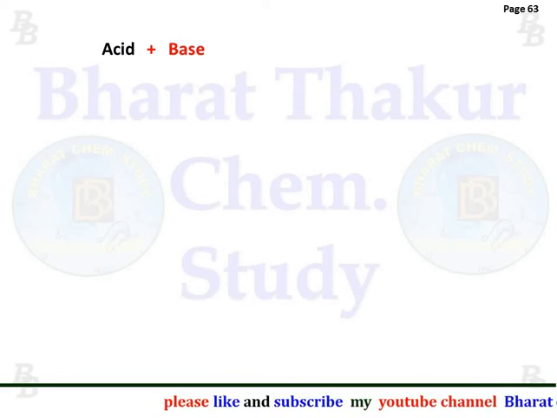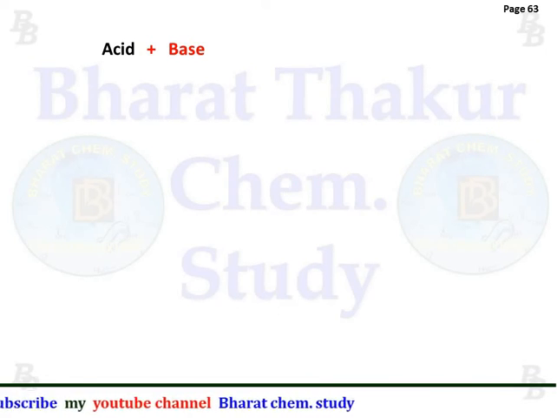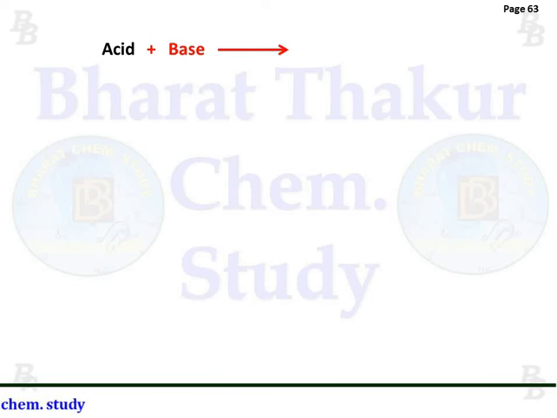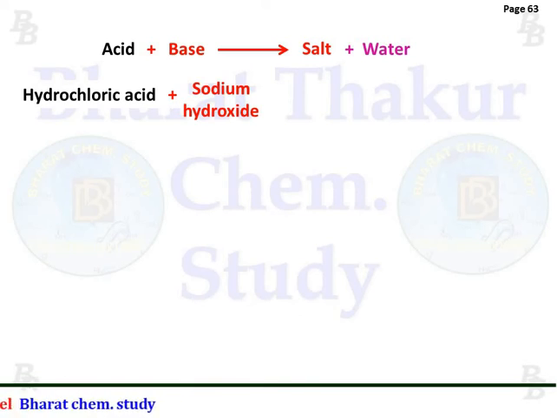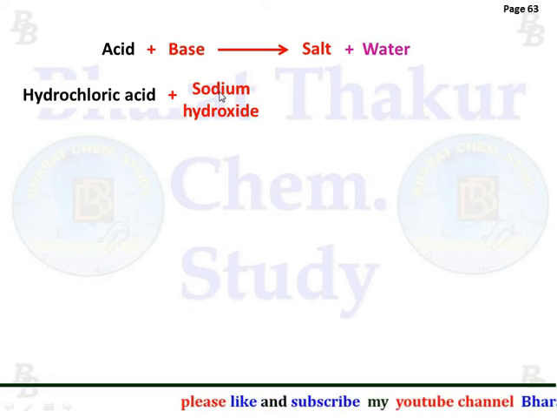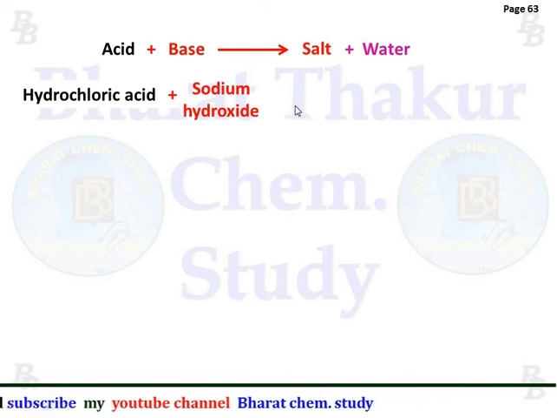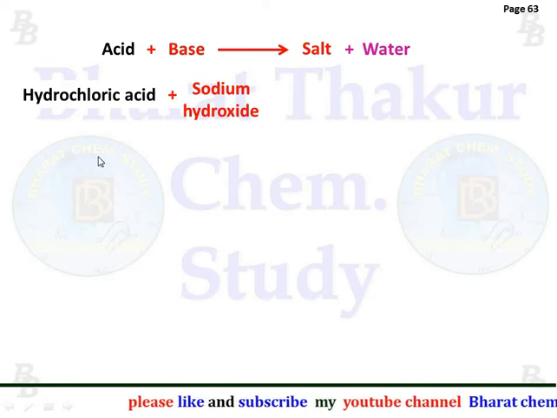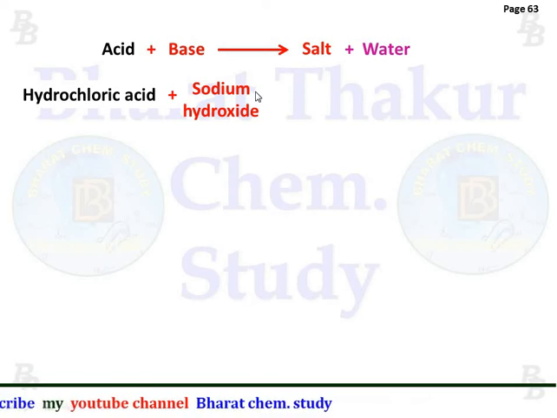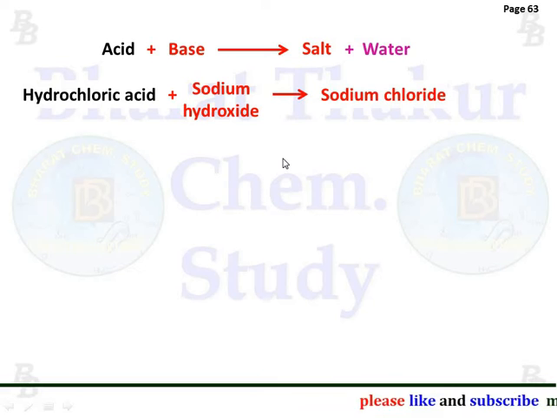So, when acid reacts with base, the base definition is that it forms salt and water. For example, hydrochloric acid reacts with sodium hydroxide. In the salt, the first name comes from the metal. Here the metal is sodium, so the name of the salt will be sodium, and we have already studied that from hydrochloric acid, the negative part is chloride. So the name of the salt becomes sodium chloride, and water is formed.